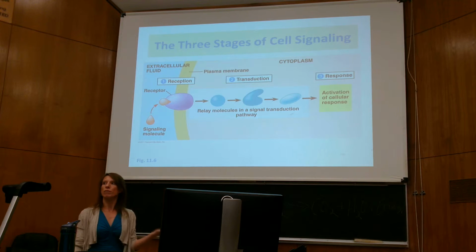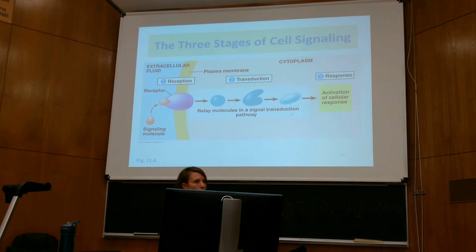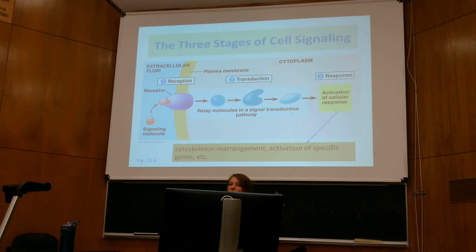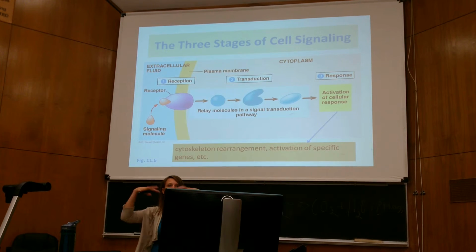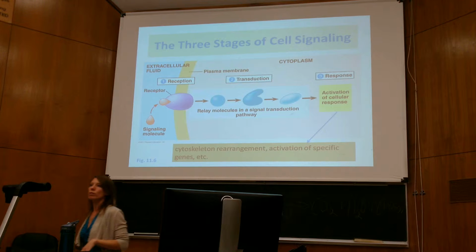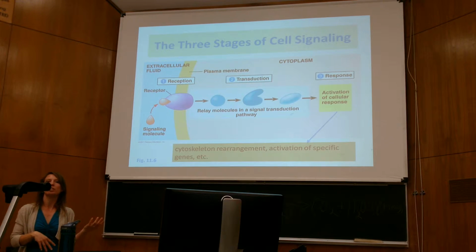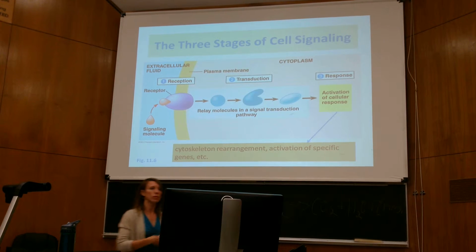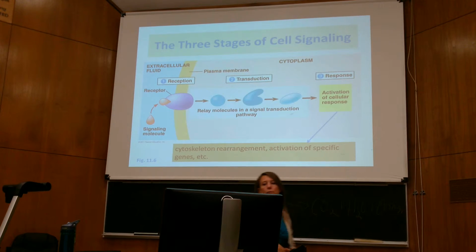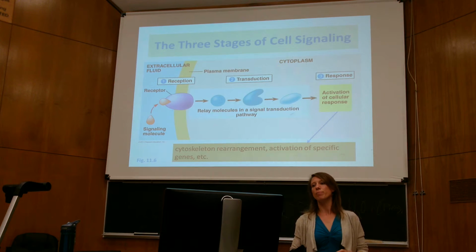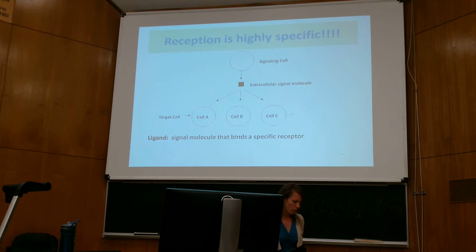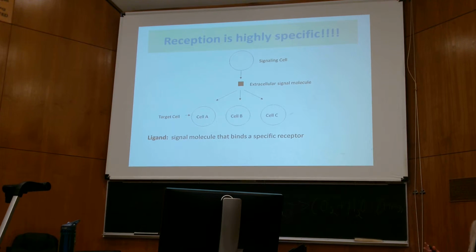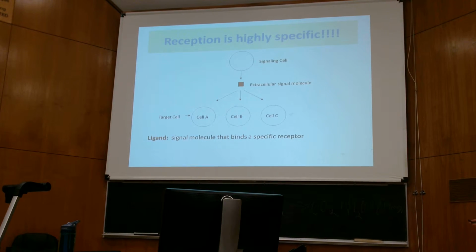That can be a number of different things. Our cells do all sorts of things. For example, it could be rearranging the cytoskeleton of the cell to move it, or turning certain genes on or off. If we need more production of certain proteins, that can be a response to a specific signal. In this whole process, something I really want you to get is that it is highly specific.